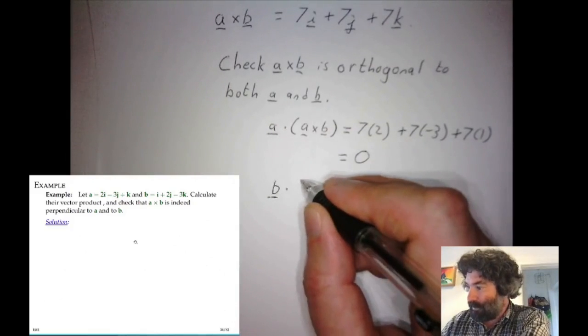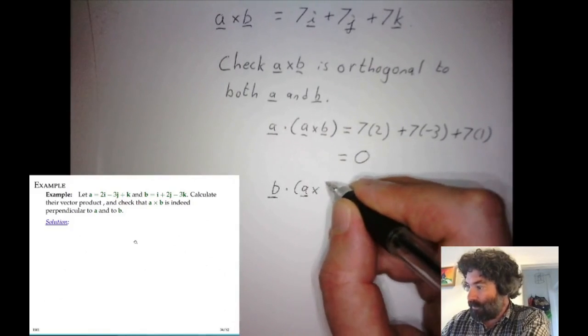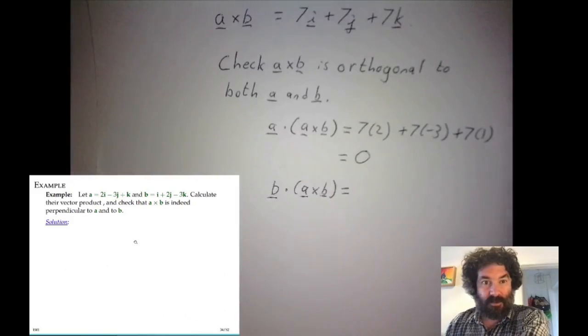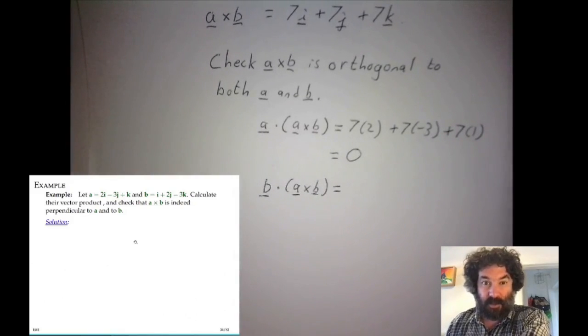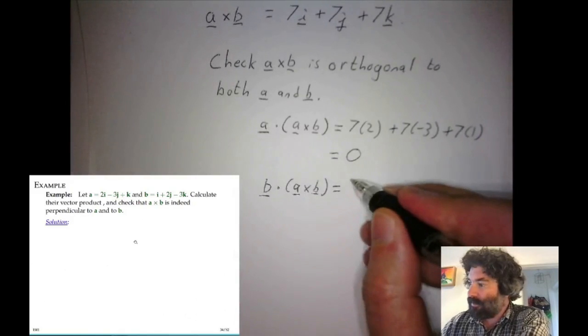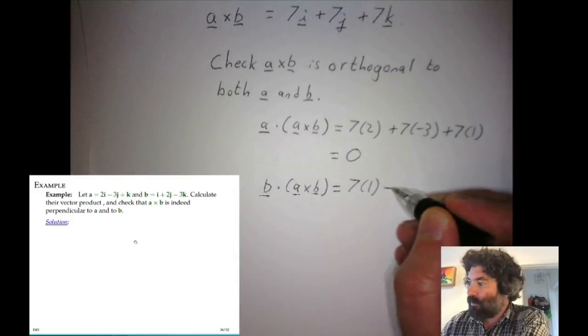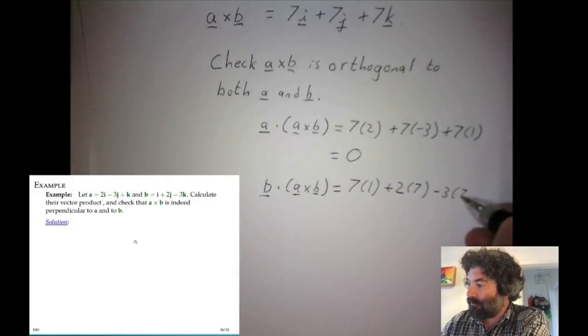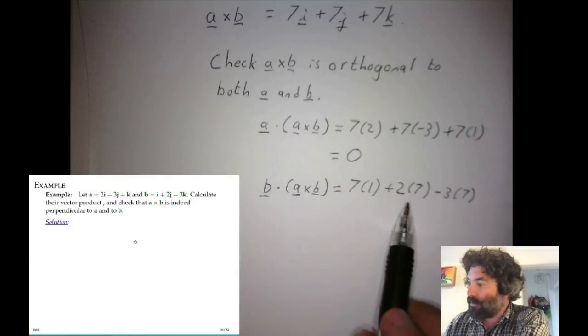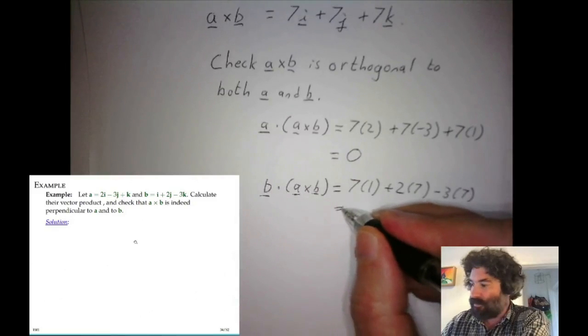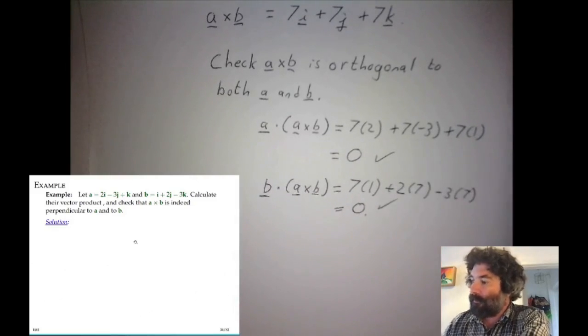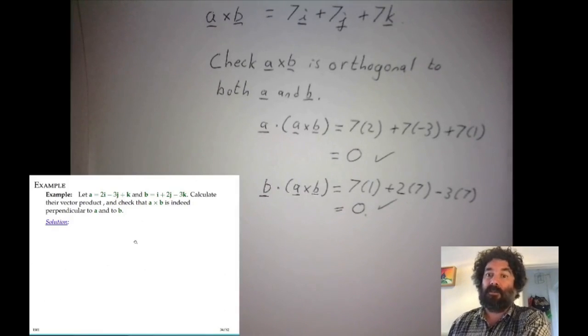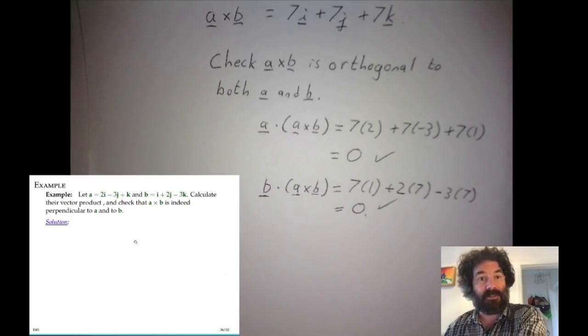So the dot product of B with A cross B is equal to, B is once again written on the slide, and so we have 7 times 1 plus 2 times 7 minus 3 times 7. And so 7 plus 14 minus 21 again equals 0. And so we see that the cross product of A and B is in fact orthogonal to both A and B. And this is always true. The cross product of A with B, any vectors, is always going to be orthogonal to each of the vectors.